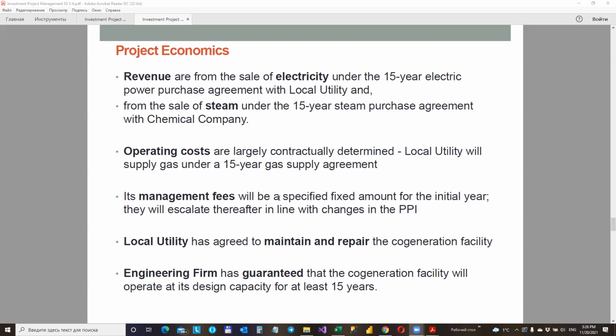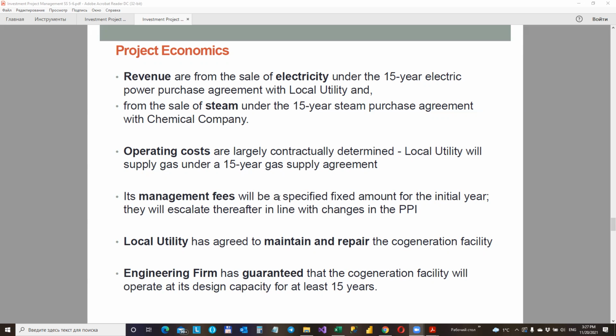The cogeneration project's operating costs are largely contractually determined. The local utility will supply gas under a 15-year gas supply agreement. The contract specifies a gas price that will prevail during the initial year of the contract. Then the gas price will change in subsequent years in line with changes in the price the cogeneration company receives for the electricity it sells to the local utility.